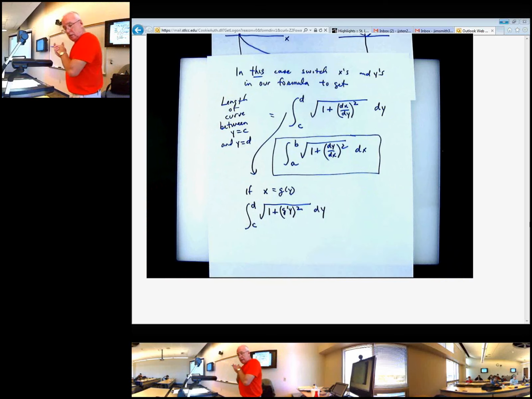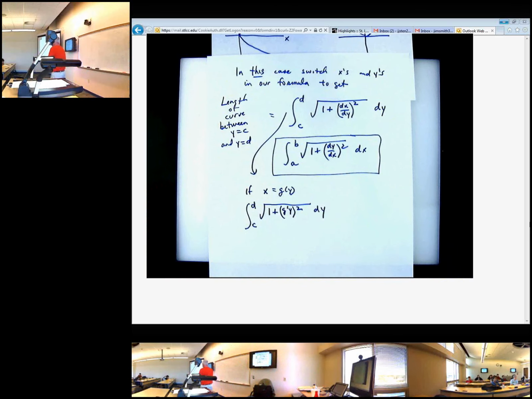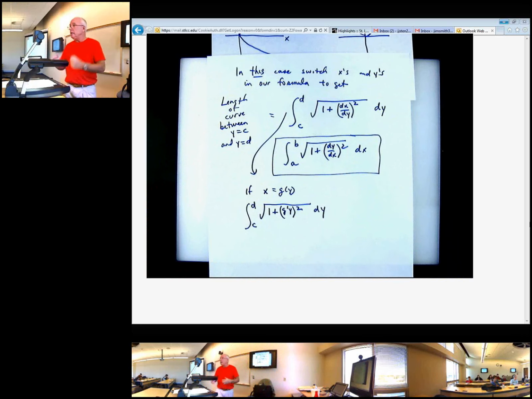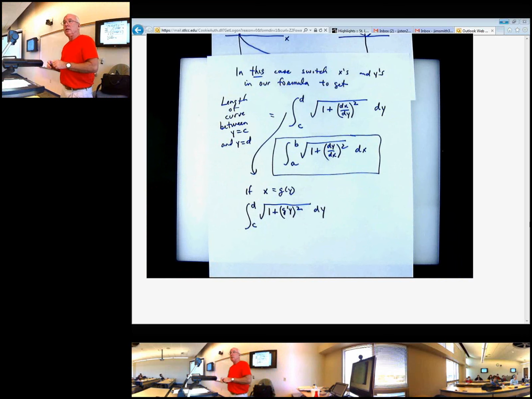Okay. So I want to now look at a case where the curve is defined in terms of y and get the arc length, just using the second formula. Anybody have a question? I'm just flipping the x's and the y's there. All right.